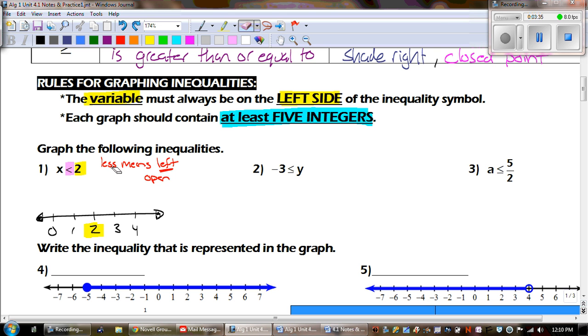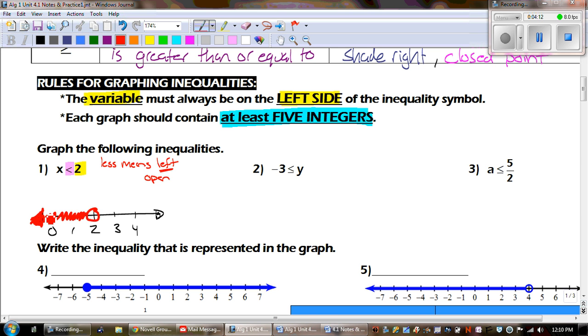Okay, so what we said was that it was an open point, right? So it's open, and we shade to the left. What that means is that x can be any number less than 2. It could be 1, it could be 0, it could be negative 356, it could be 1.3. Anything less than 2 is what x equals. And just remember, when we're graphing, we want to have a nice arrow so we know that it goes on and on forever.